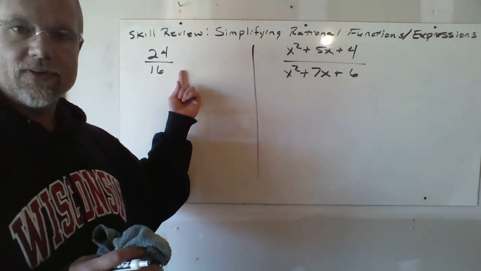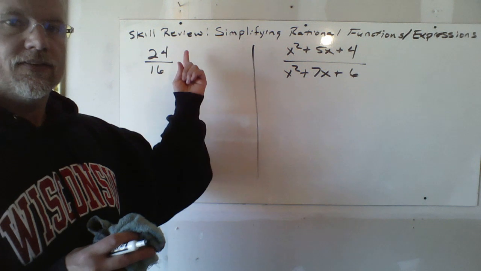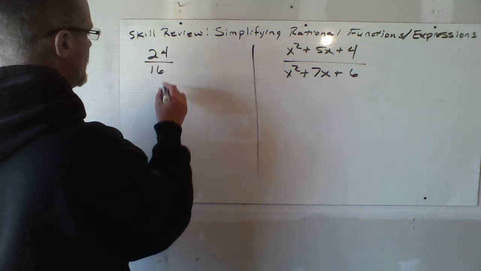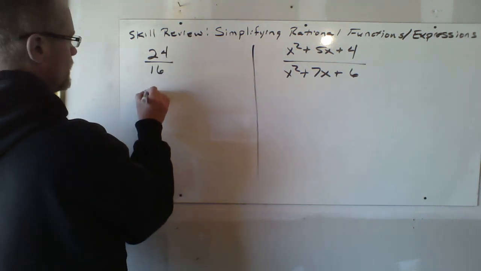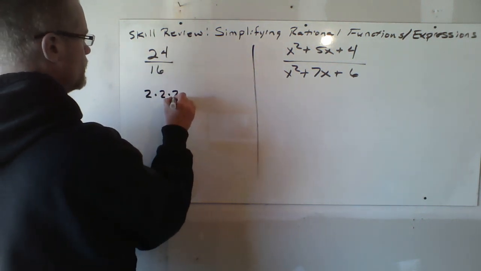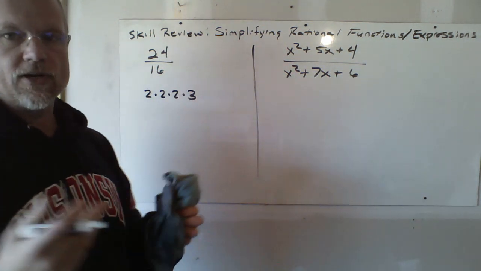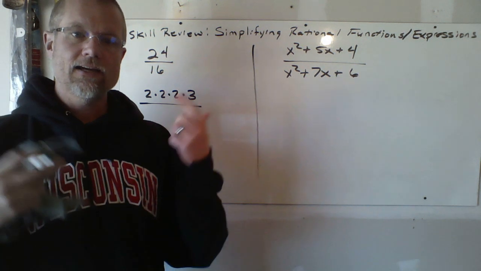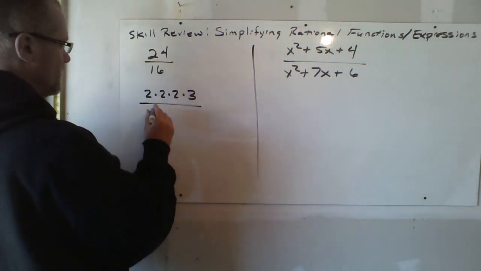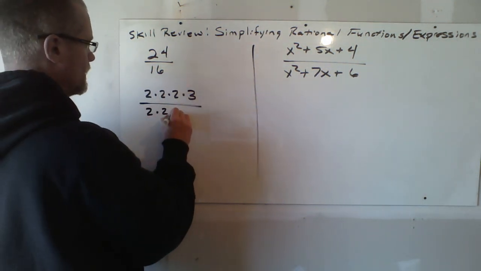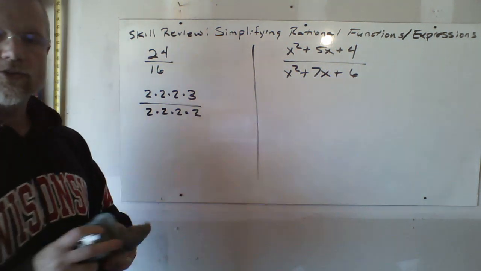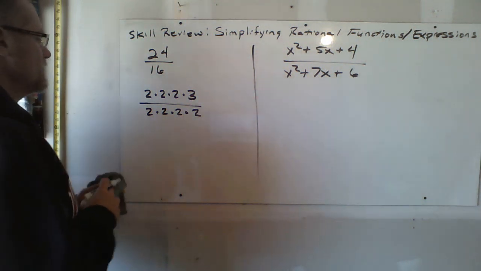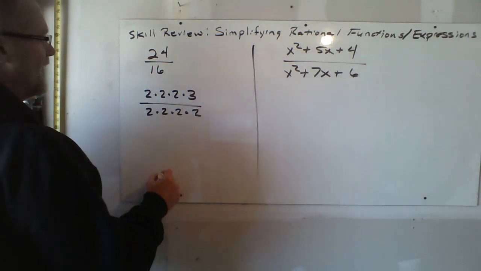Now, one way to do this is I can completely factor the numerator and the denominator. So in this one, I can say, well, 24, that's the same as 2 times 2 times 2 times 3. If you did a factor tree, you would get those factors. Then you could divide by the factors of 16, which is going to be 2 times 2 times 2 times 2. Okay, those are the factors. So we had to know what all the factors were. That was important.